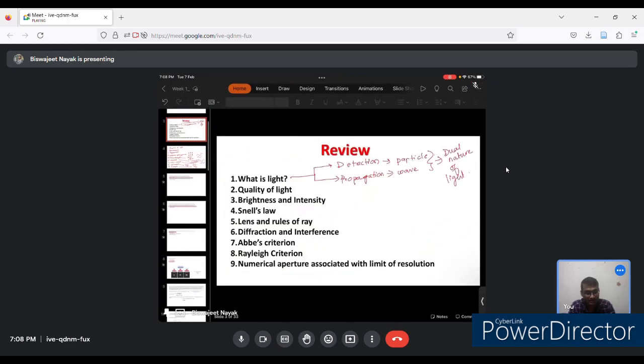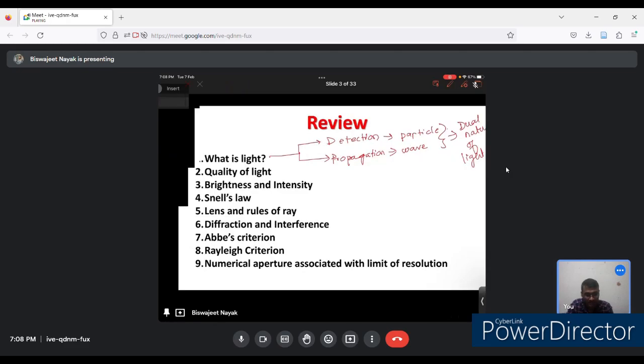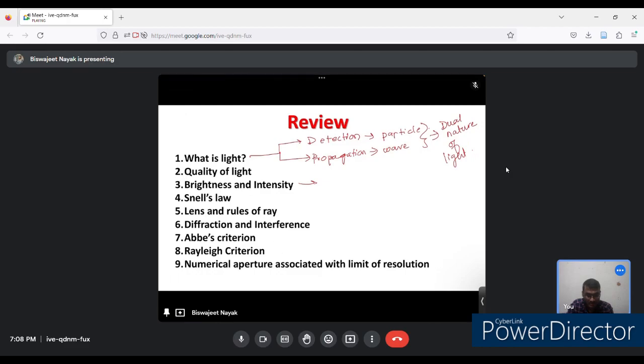Next he explained brightness and intensity. Intensity is the rate of flow of light energy per unit area per unit time, and its unit is watt per meter square.